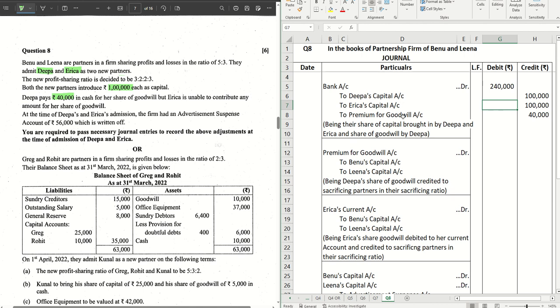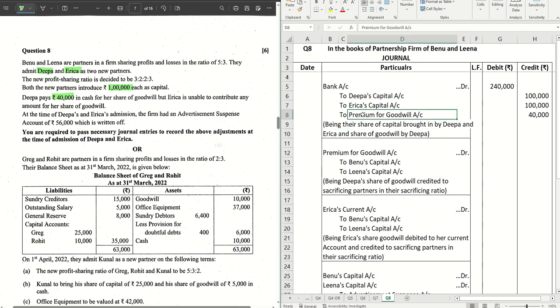Okay, the first journal is done, being the share of capital brought in by Deepa and Erica and the share of goodwill brought in by Deepa. All right, no dates are given in the question, so the date column is blank. Let's move on to the second journal.